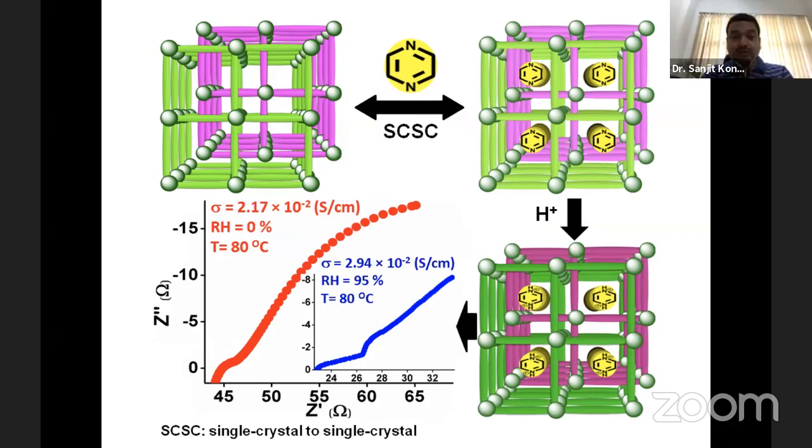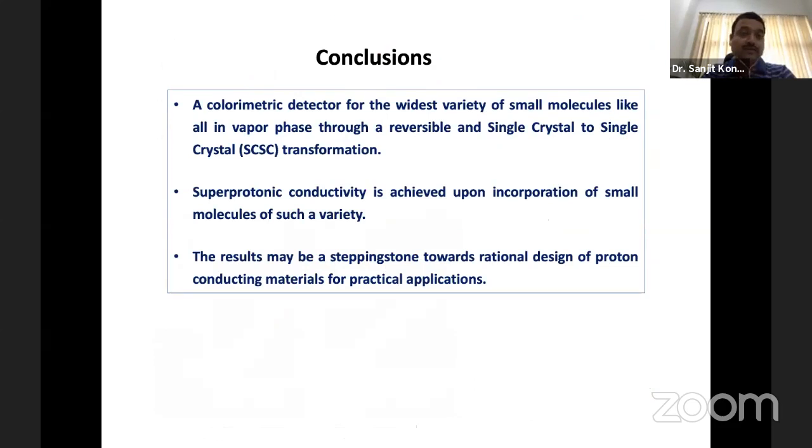So let me summarize and conclude my talk. Whatever I have demonstrated in terms of our work, we have demonstrated a colorimetric detector for the widest variety of small molecules reported to date. There is no such molecule reported as of now which can detect so many varieties of chemicals, starting from solvents, nitroaromatics, heterocycles, in a reversible and single crystal to single crystal transformation mode.